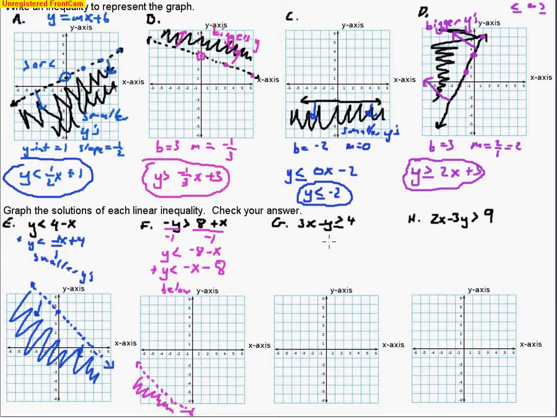Let's take a look at the next one here. Here we got a little bit more work to do. We've got to isolate the y term, so I'm going to subtract that 3x from both sides. And so when I do that, now I'm left with a negative y is greater than or equal to negative 3x plus 4. So from there, one more step. You've got to get rid of that negative sign, just like we did over on this other problem. So I'm dividing by a negative 1.